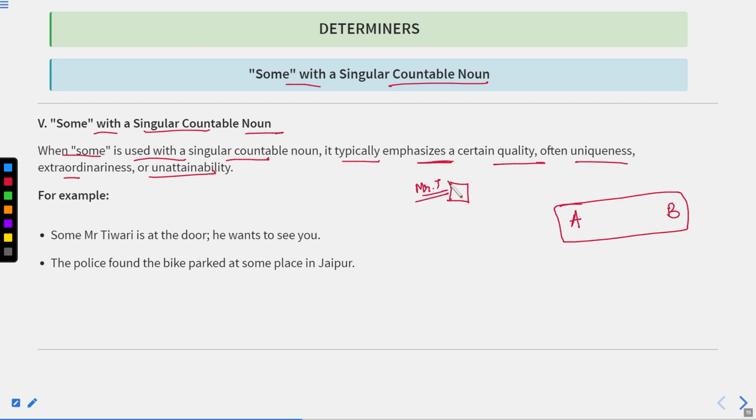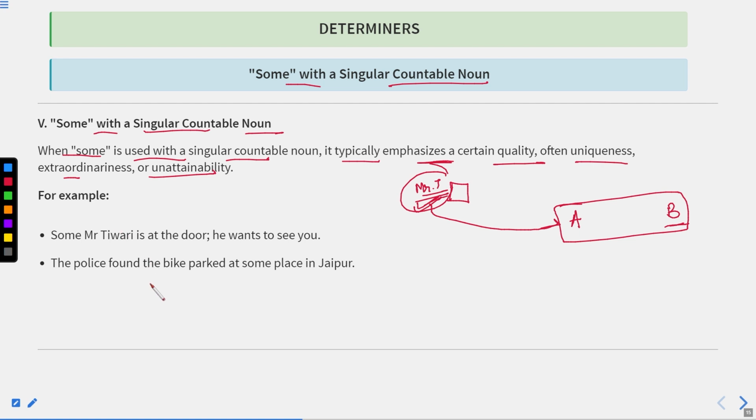Now Mr. Tiwari asked for B and he wanted to meet B. Now A comes to B and tells him that some Mr. Tiwari or some Mr. T wants to meet you. Because this Mr. T is unknown to A, but he is known to B, or maybe not. That is why A is saying that some Mr. Tiwari, meaning there is a person whose name is Mr. T, wants to meet you.